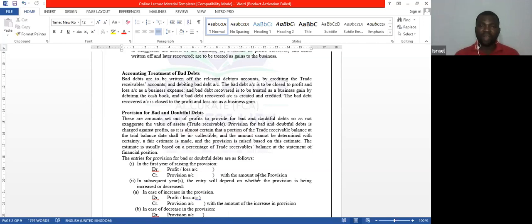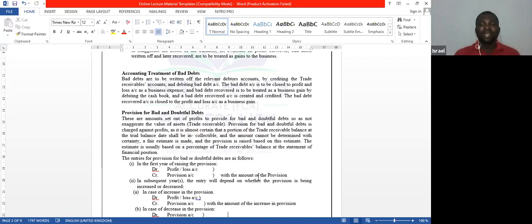When you recover your bad debt, the first one is you debit your cash account and you credit your bad debt recovery account. But if you don't want to go with that, based on the policy of the management, you can debit your cash account and credit your bad debt account. These are the two ways in which you account for bad debt recovered.